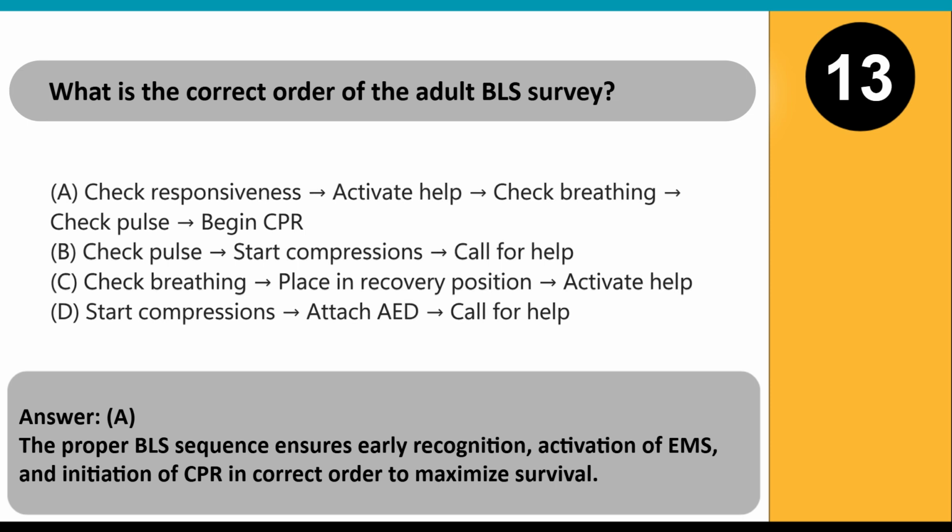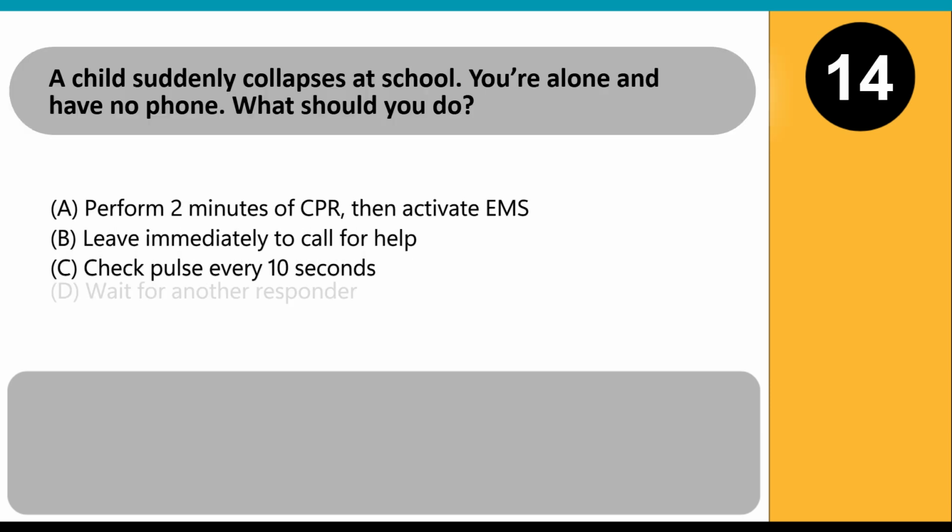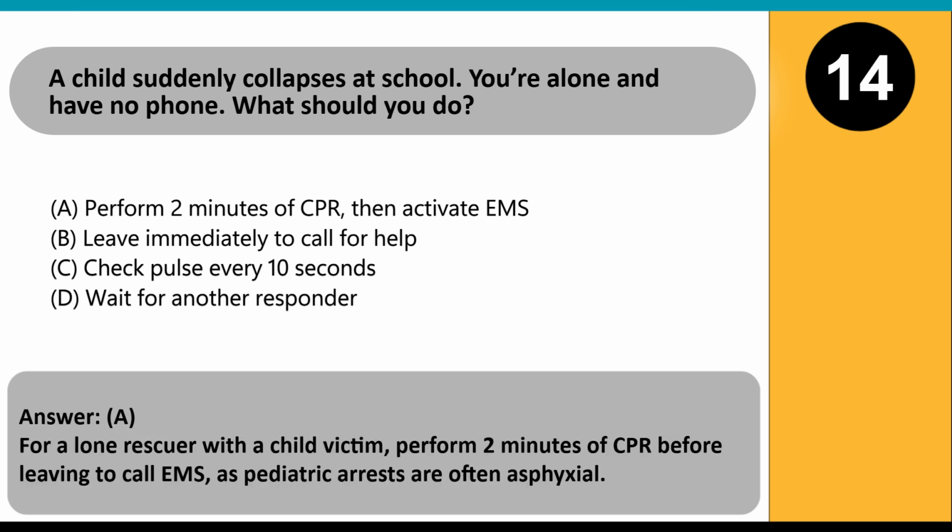maximize survival. A child suddenly collapses at school. You're alone and have no phone. What should you do? A. Perform 2 minutes of CPR, then activate EMS. B. Leave immediately to call for help. C. Check pulse every 10 seconds. D. Wait for another responder. Answer: A. For a lone rescuer with a child victim, perform 2 minutes of CPR before leaving to call EMS, as pediatric arrests are often asphyxial.